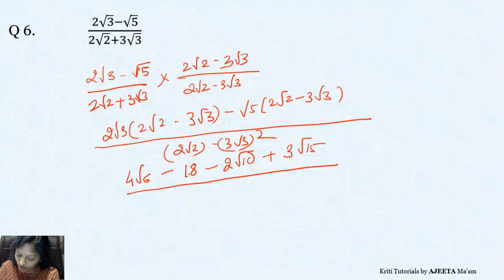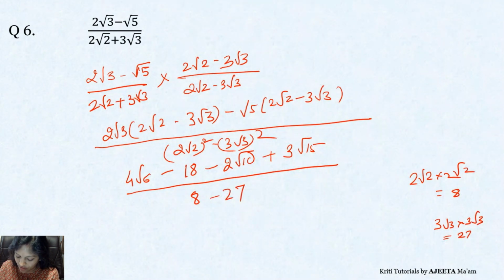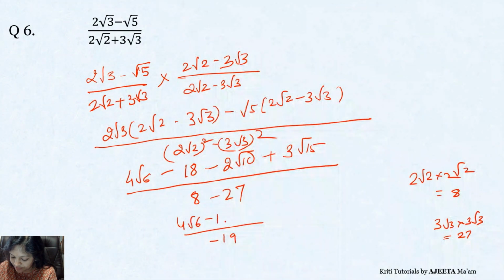Now for the denominator, 2 root 2 into 2 root 2 square. What will we get? 8. 3 root 3 into 3 root 3, what will you get? 3 3s are 9, 9 3s are 27. So minus 27. So what will you get? 8 minus 27, that will make 19. So minus 19. 4 root 6 minus 18 minus 2 root 10 plus 3 root 15.